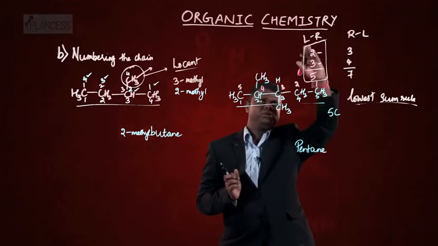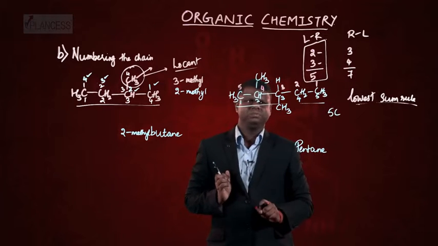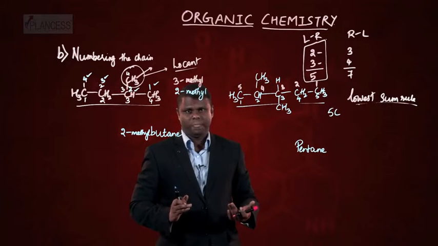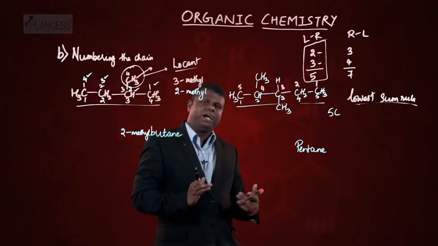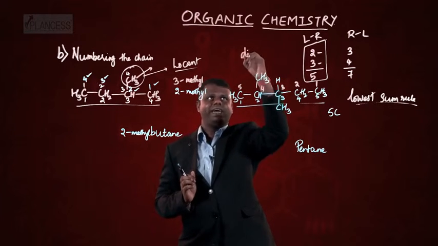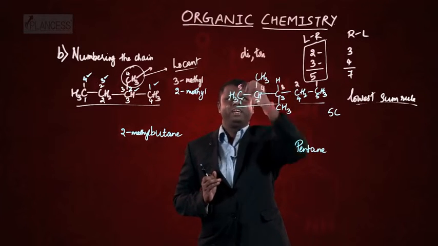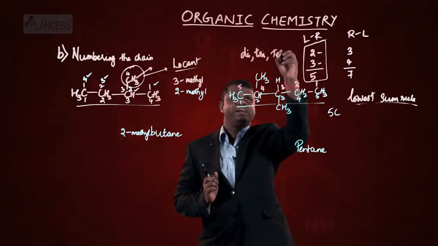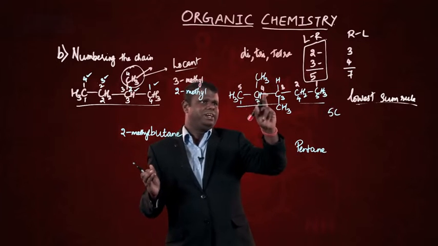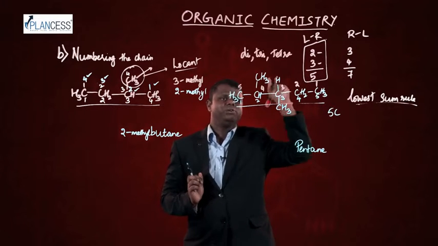Now since you know the numbering system, at position 2 you have a methyl group, at position 3 you also have a methyl group. So what am I going to do now? Since there are two methyl groups, I am going to use the prefix di. If there are 3 methyl groups, I am going to use the prefix tri. If it is 4, then it is tetra. If it is 5, then penta. So now it has 2 methyl groups: at position 2 you have a methyl group, at position 3 you have a methyl group.